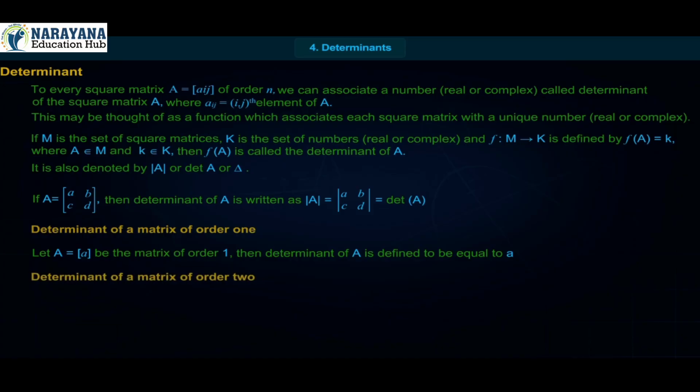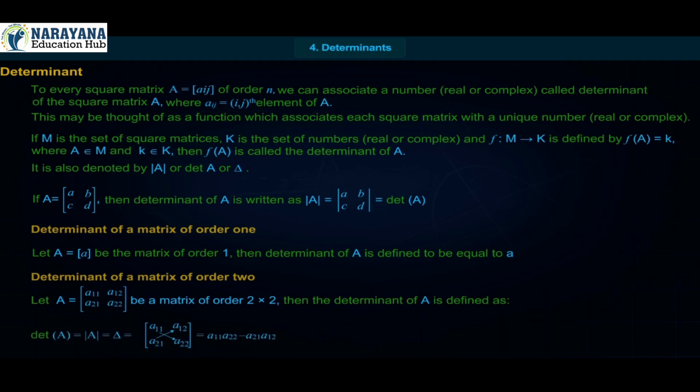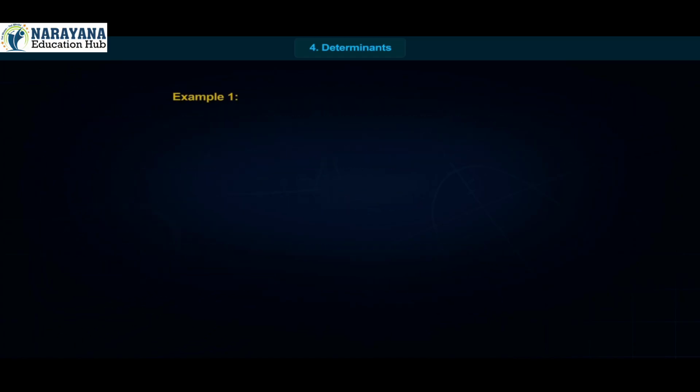Determinant of a matrix of order 2. Let A = [a11 a12; a21 a22] be a matrix of order 2 by 2. Then the determinant of A is defined as |A| = delta = |a11 a12; a21 a22| = a11 a22 minus a21 a12.